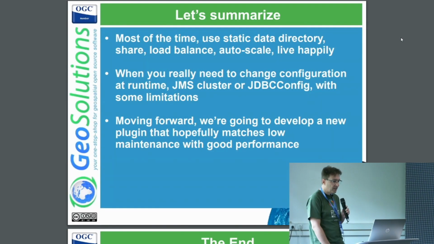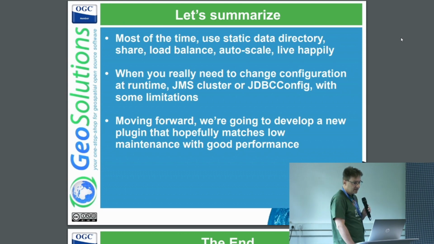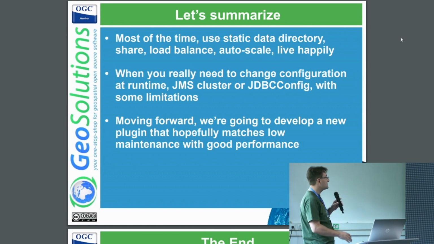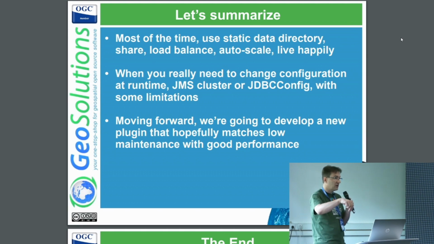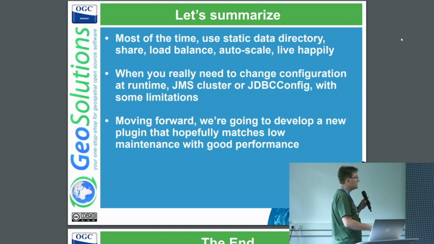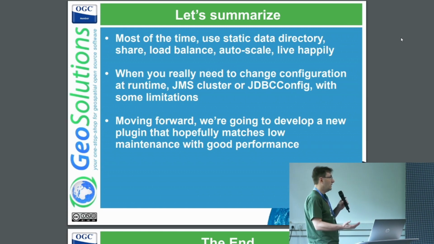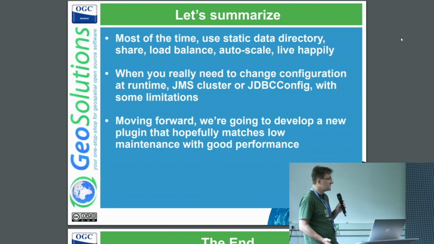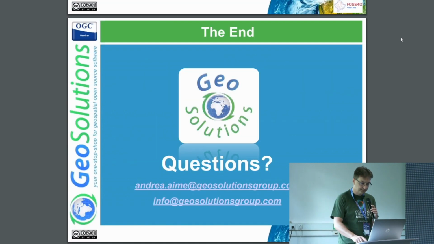So summarizing, most of the time you just need to use the static data directory, share, load balance, and auto scale. If you really need to change the configuration, the answers right now are JMS cluster or JDBC config. Right now they are both working. We put the JMS cluster back in working order. Moving forward, we are going to try and prototype this new plugin that hopefully will allow us to keep it up with low maintenance cost and a good performance. And that's it.